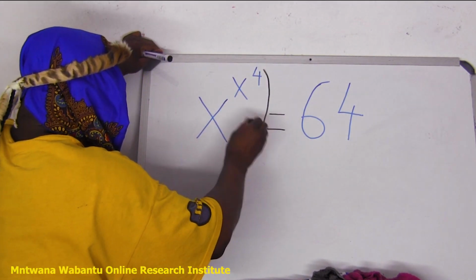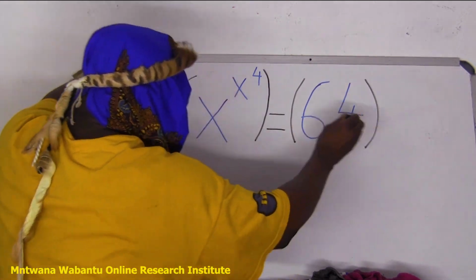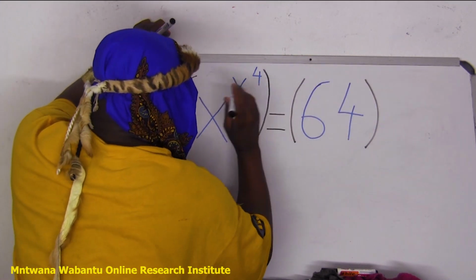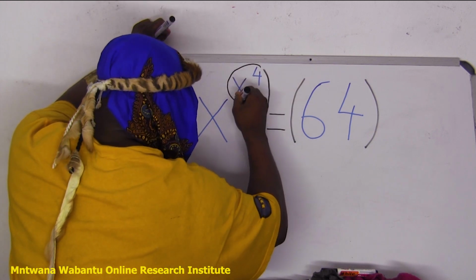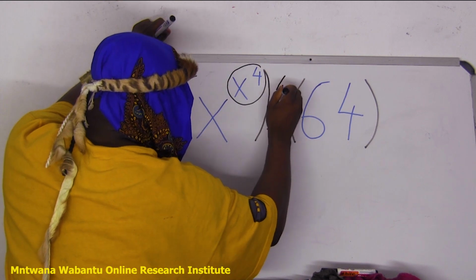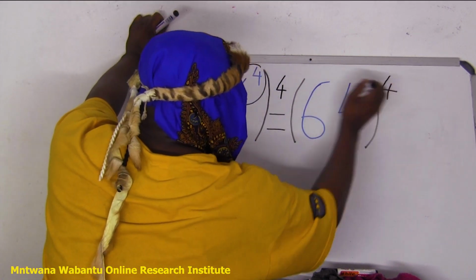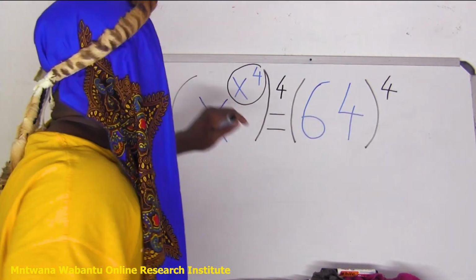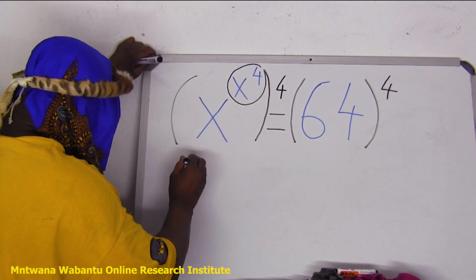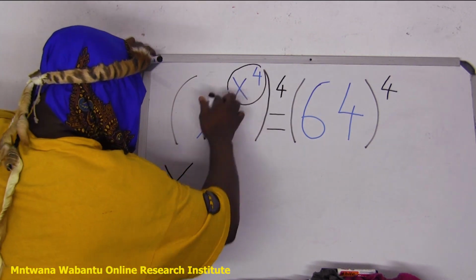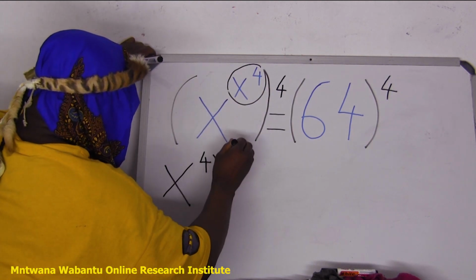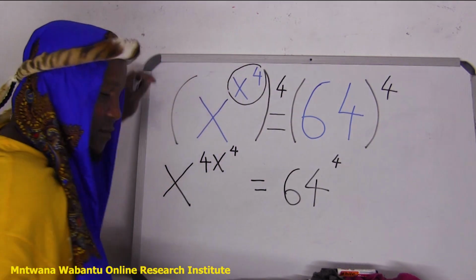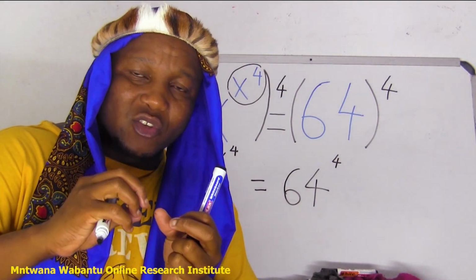Put a bracket on the left hand side and a bracket on the right hand side. See this power here? You have to multiply all of this by this power. So I'm going to multiply by 4 on the left hand side, and on the right hand side also multiply by the same power. If this was 5, it would be 5 right here and 5 right there. So the next step: we have x power 4 equal to 64 power 4.